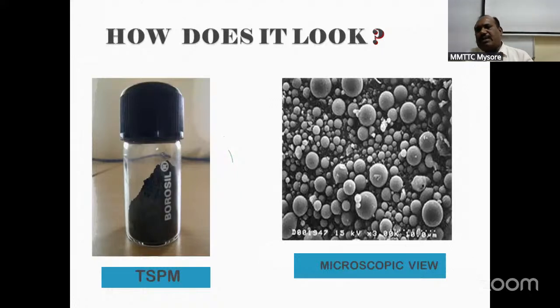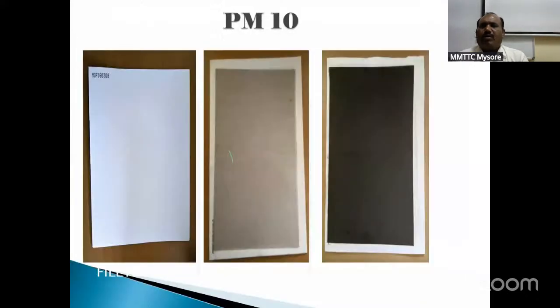If you go for an electron microscope, you can see it like this. It is a small dust particle, the size of this many microns in the electron microscope. Okay, so this is the PM10 paper. See, first is a numbered Teflon filter. See, it is colorless, a white sheet.